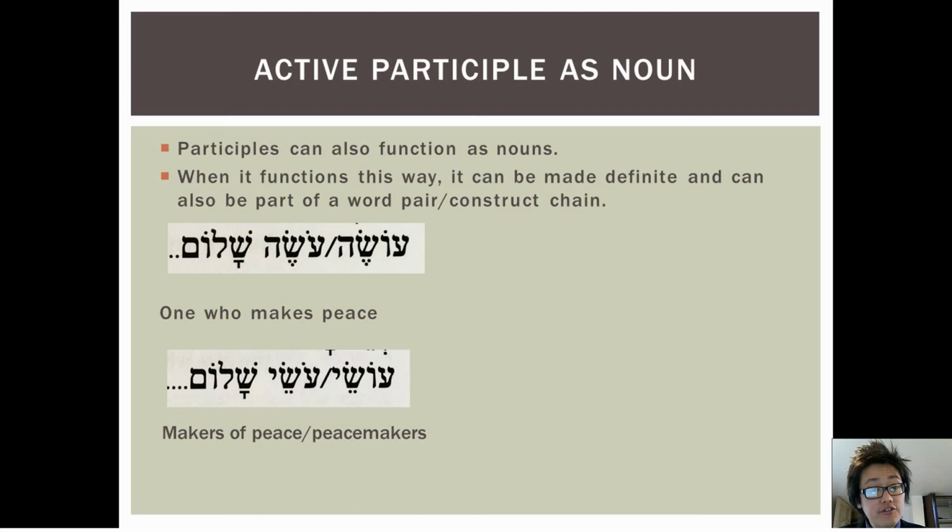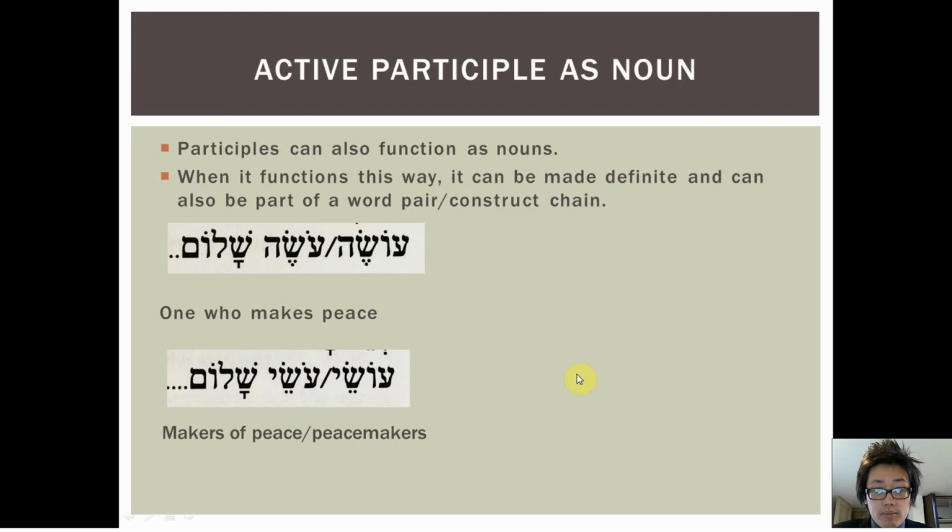So do you see the difference here? That oseh is used here actually to describe a noun. It's not qualifying another noun or attributing some kind of state to another noun or even an action to another noun. There is no subject here. The participle itself has become a noun, a peacemaker, or one who makes peace.